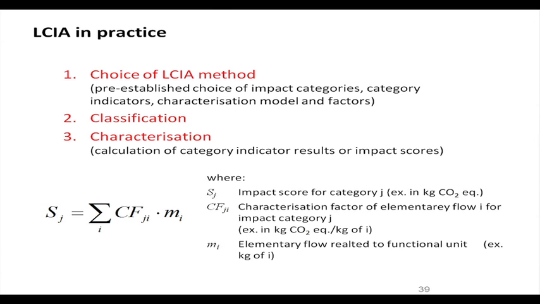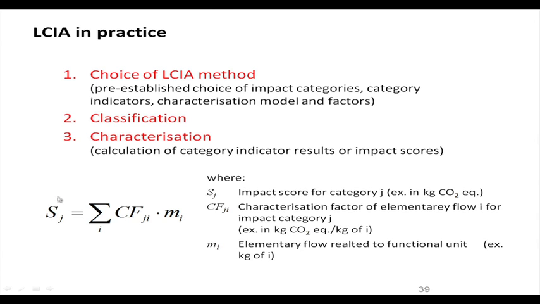So there is a pre-established choice of impact categories. There are category indicators, characterization models and factors. Those are there in terms of the LCIA method. Then there is classification associated with characterization, like how you do the calculation of the category indicator. Then for indicator results, you take the impact score. Many times you do a summation.